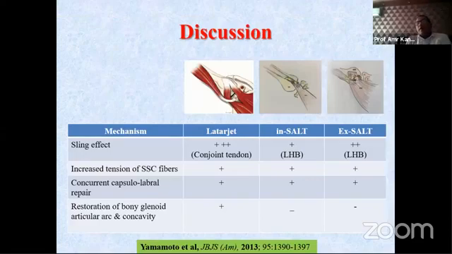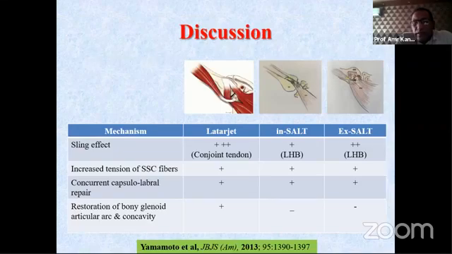When comparing the currently reported techniques with the Latarjet, these techniques of EXALT can offer 3 out of 4 of the glenohumeral stabilization mechanisms of the Latarjet, including the sling effect, increased tension within subscap fibers, and concurrent capsulolabral repair.